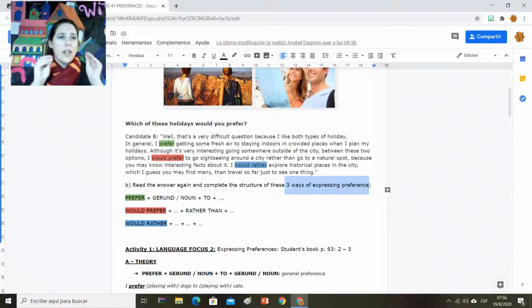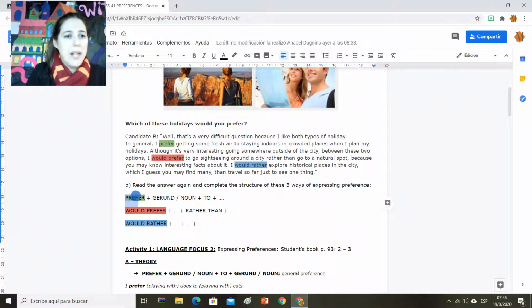Ok, esto fue extraído de la respuesta de un candidate B, de First Certificate. Y la idea es que ustedes van a ver highlighted three structures of preference. I want you to complete the structures here. For example, prefer is followed by ing, un gerund.